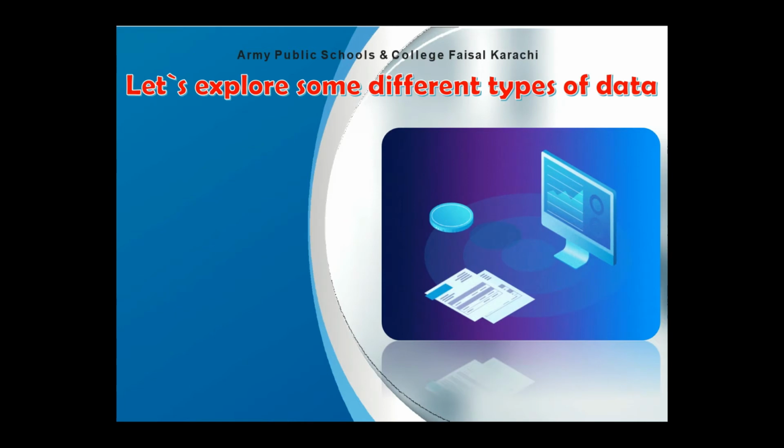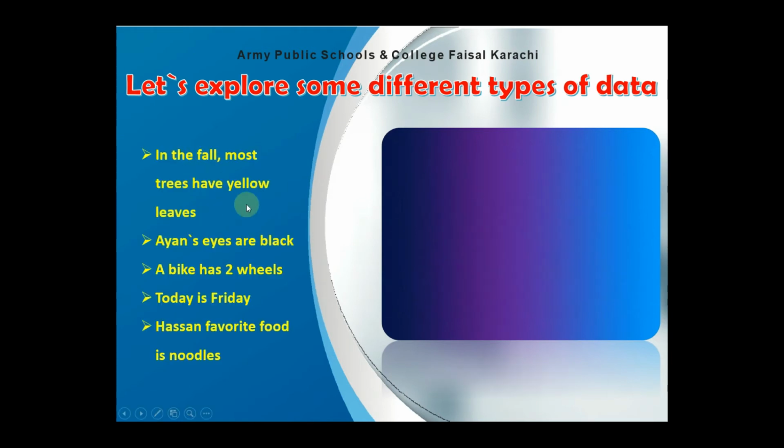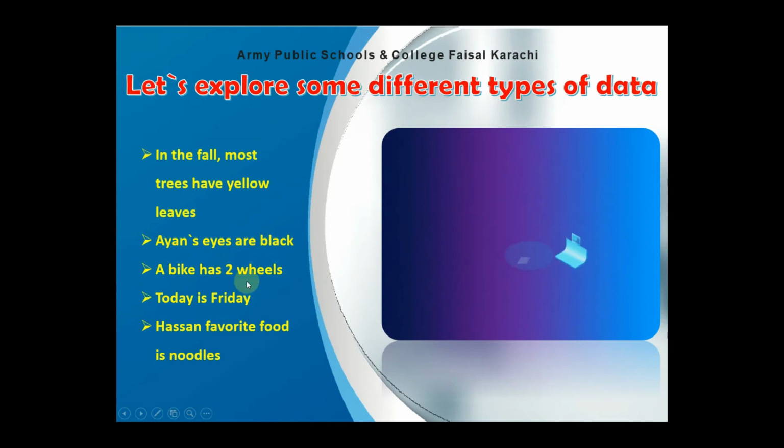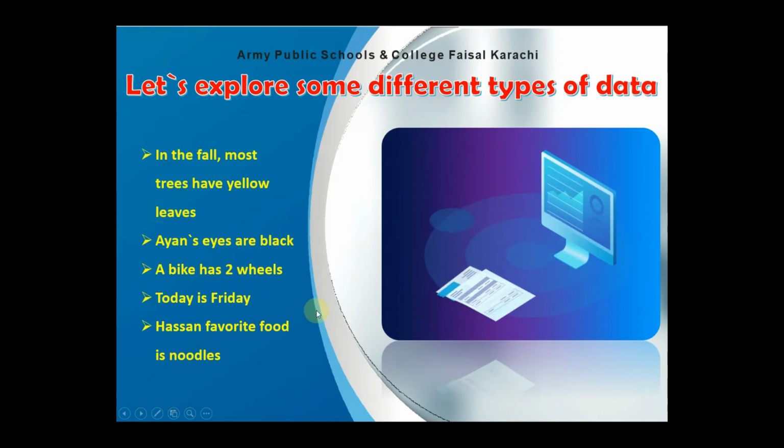Let's explore some different types of data. So, in the fall, most trees have yellow leaves. Ayan's eyes are black. A bike has 2 wheels. Today is Friday. Hassan's favorite food is noodles.